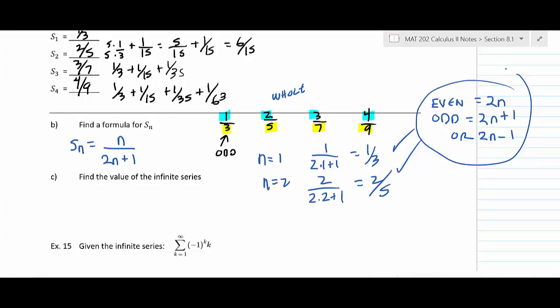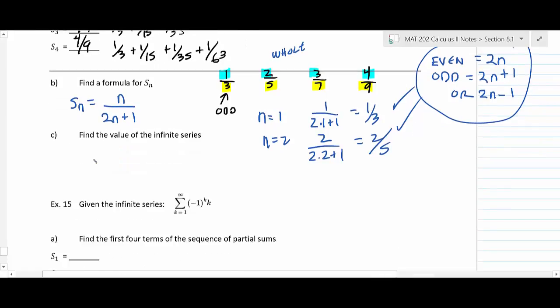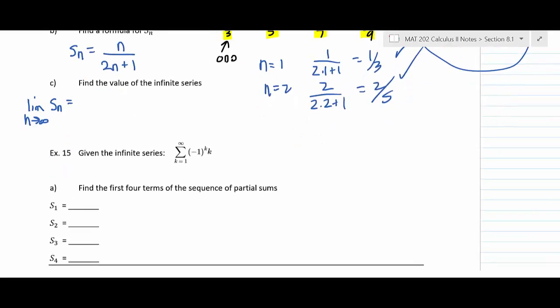Now we're going to do the limit as n goes to infinity of the partial sums. It appears that it's going to a half, but we're going to be a little more formal. So we're looking at the limit as n goes to infinity of n over 2n plus 1. This depends a lot on what you remember from Calc 1. There are several ways you can do this limit. One way is to do this approach.